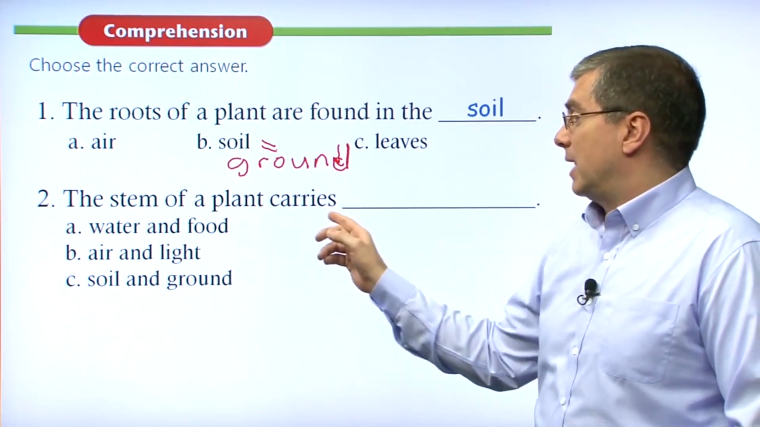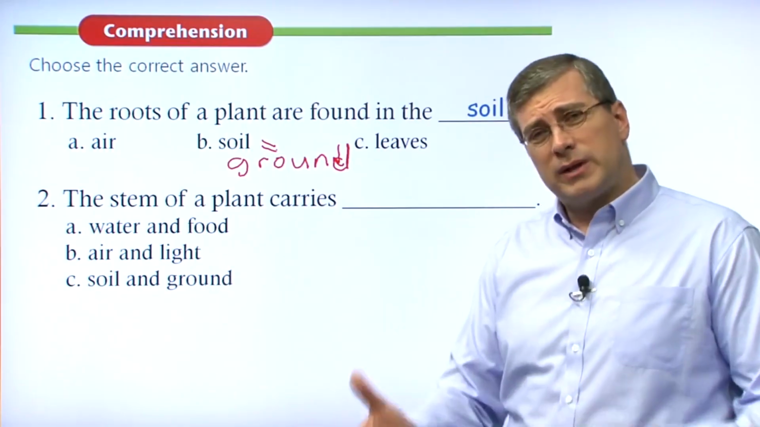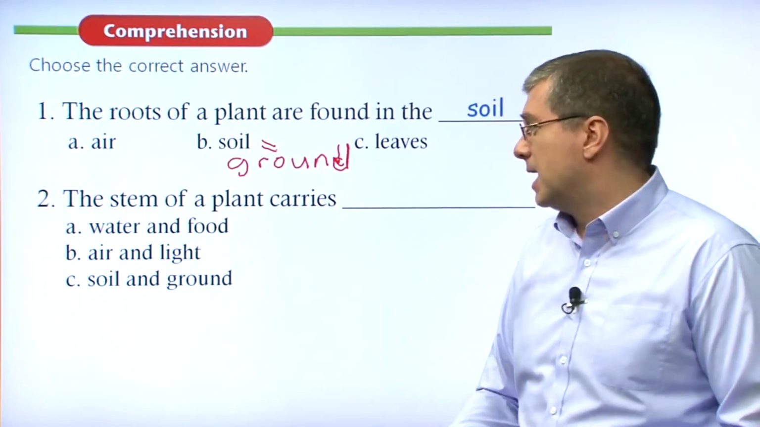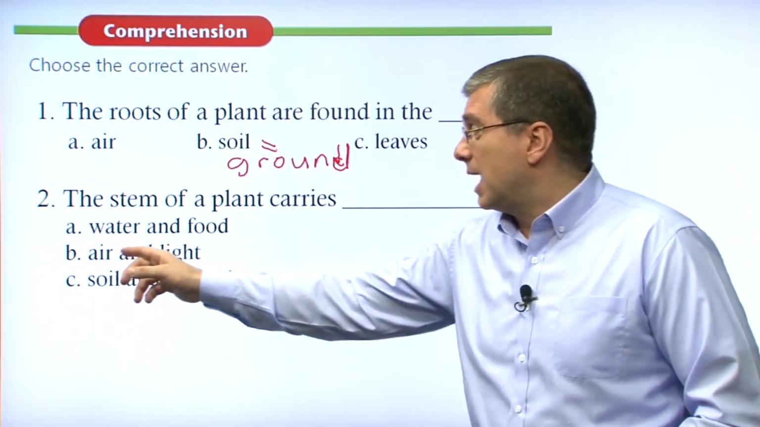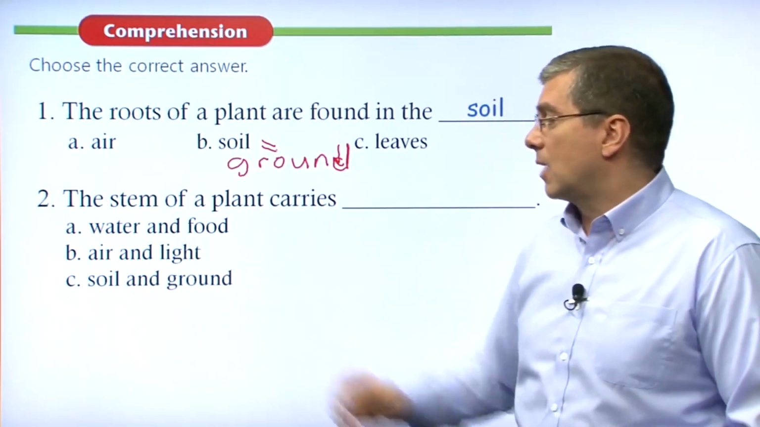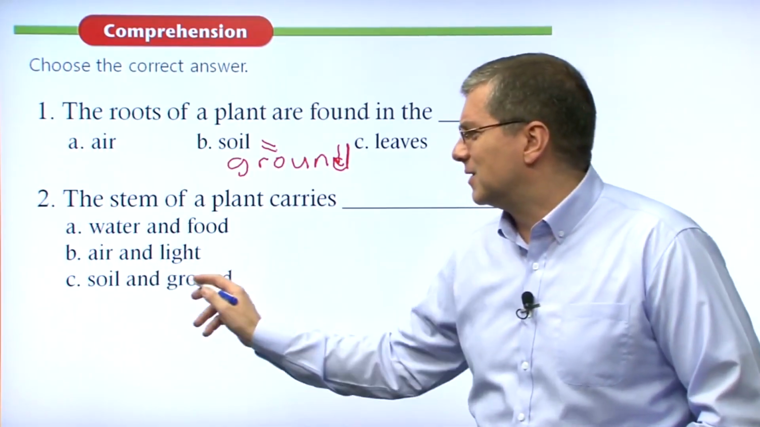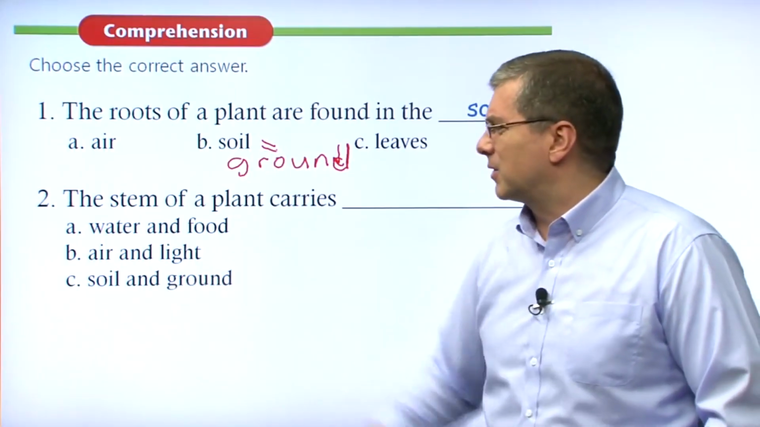The stem of a plant carries what? Do you remember what the stem of the plant does? It carries something. Does it carry A, water and food? B, air and light? Or C, soil and ground, which is interesting because these are the same thing, right? I just said soil and ground are the same thing, so that's probably not the right answer.